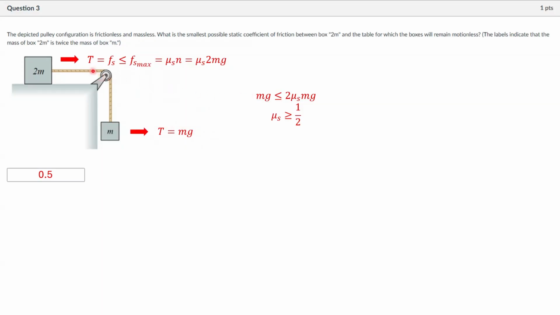And at this limiting condition, T would also be, we could say less than or equal to, but if we set right to the limit, equal to 2 times mu s times mg. And what we see is we get mg, so then we'd have 1 less than or equal to 2 mu s. 1 over 2 must be equal to mu s by algebra. So half would be the answer to this question.